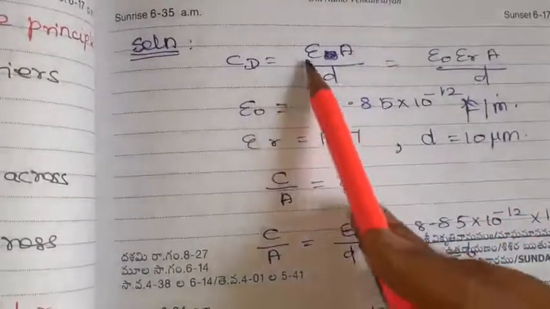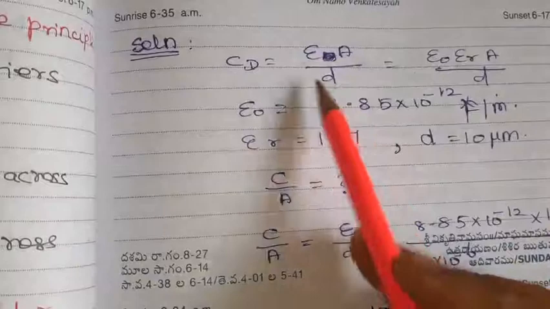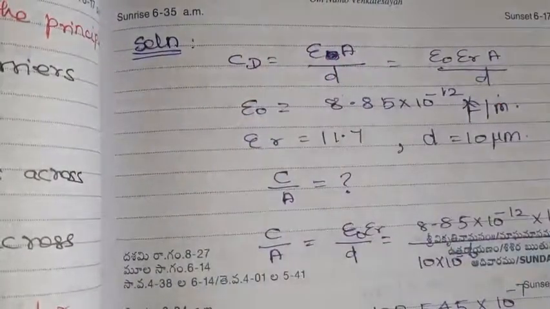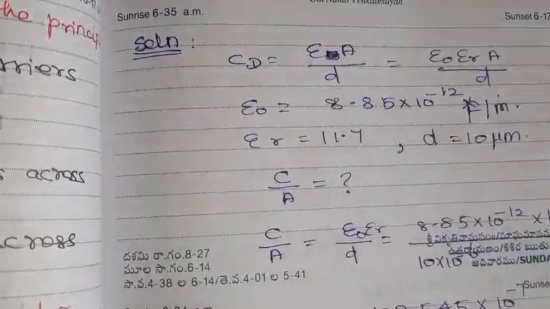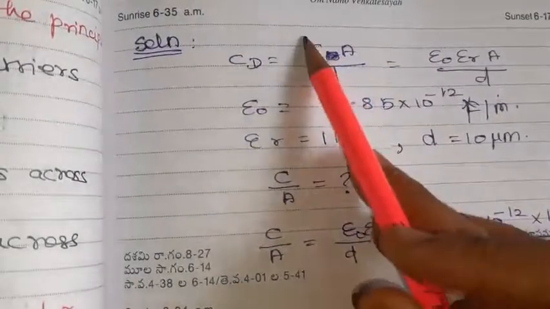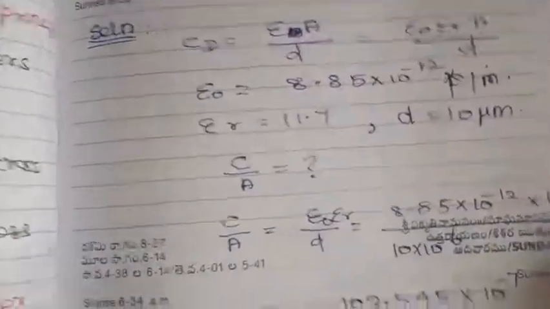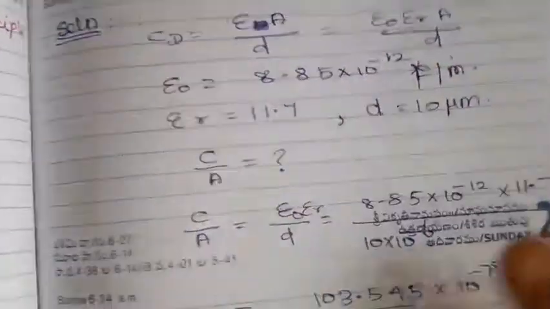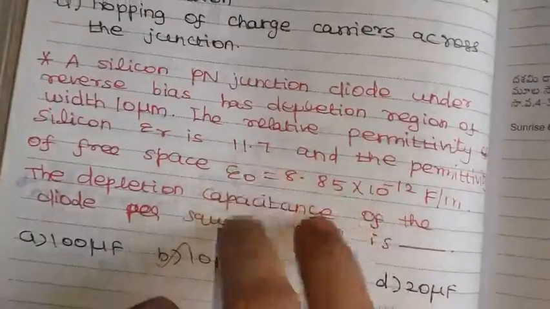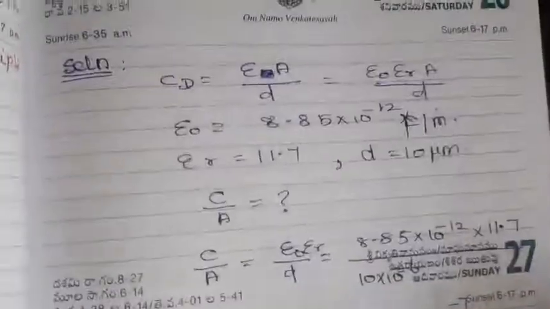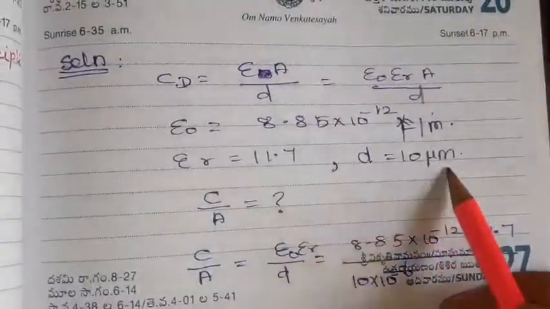So what is the formula? We know the general formula for capacitance: C is equal to epsilon A by D. So epsilon is nothing but epsilon naught into epsilon r, so C is epsilon naught epsilon r A by D. The epsilon naught value is given, the epsilon r value is given as 11.7. Then what else is given? Depletion region width 10 micrometers, nothing but the D value.